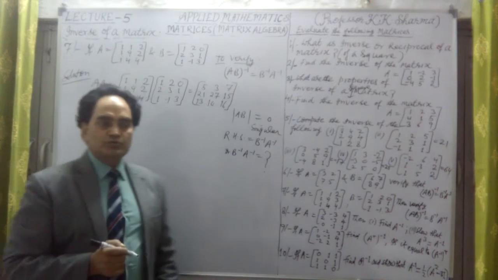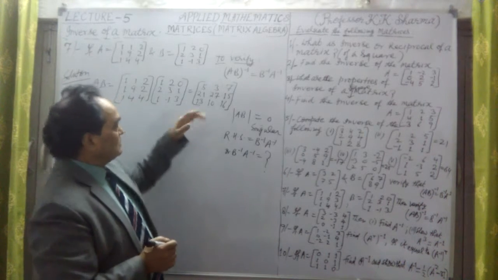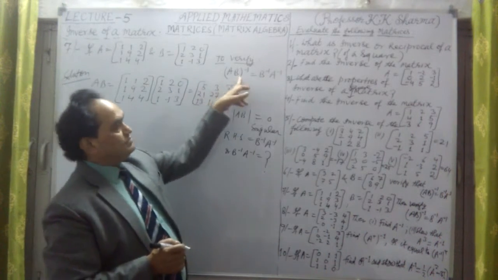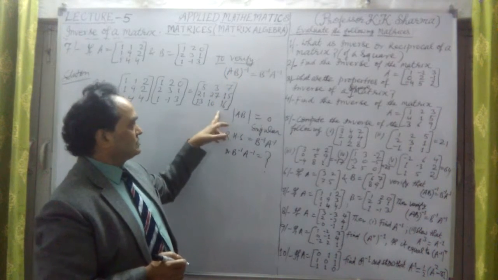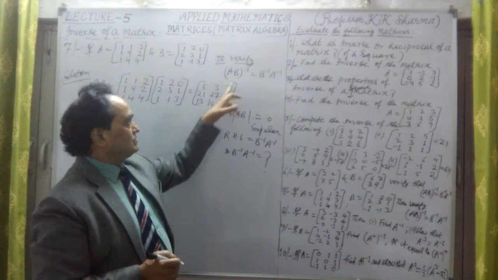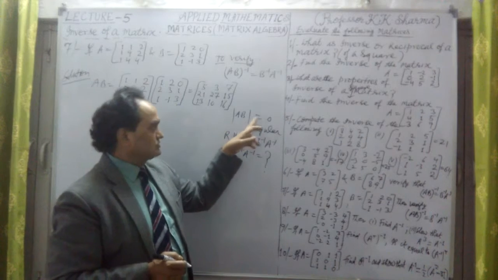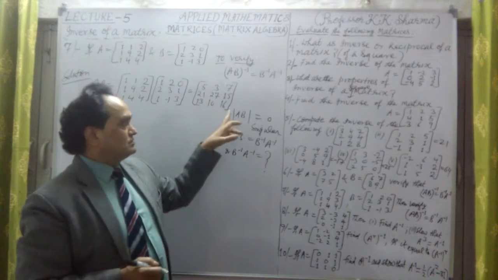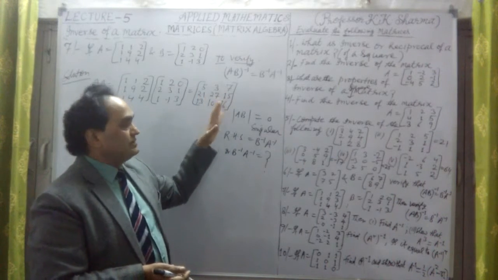Yes guys, we are doing question number 7. Now in question number 7, what we have to do? We were calculating AB whole inverse, but AB comes out to be this value, and when I calculated the determinant of this value, it comes out to be 0. That means this is singular one.